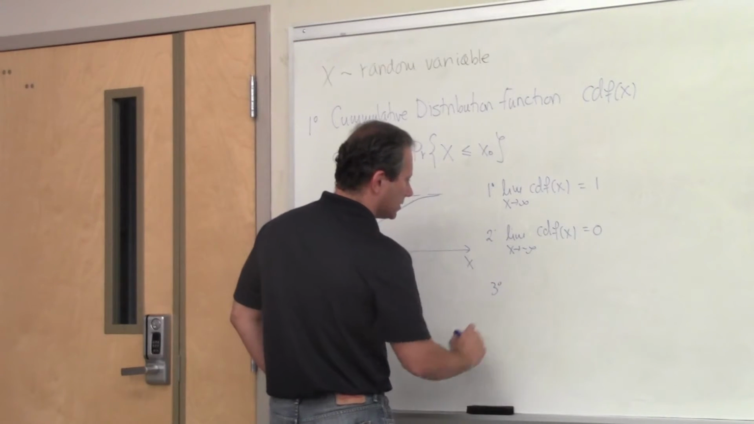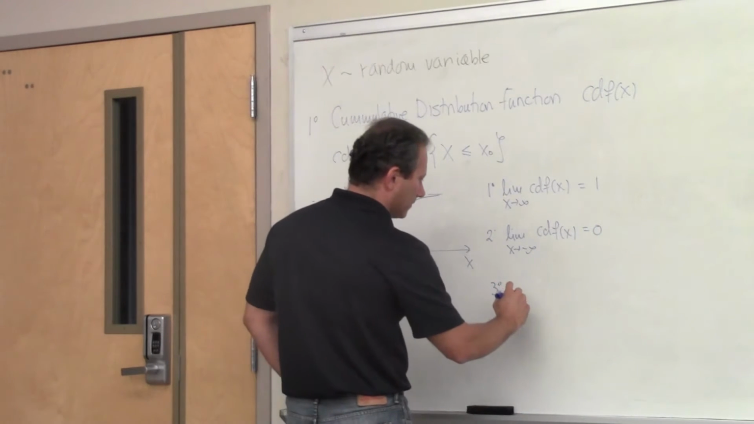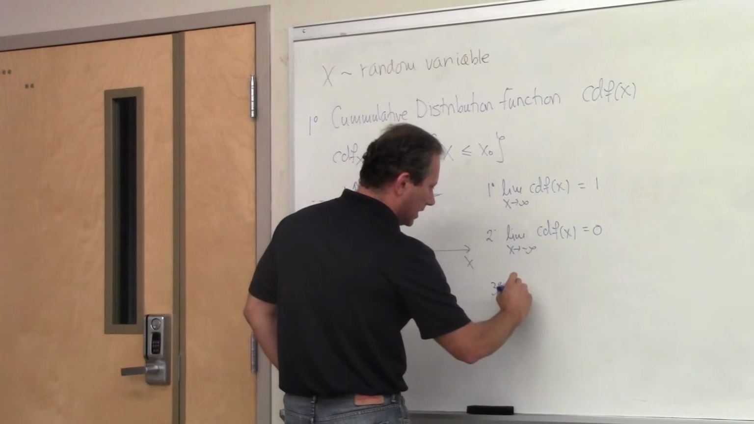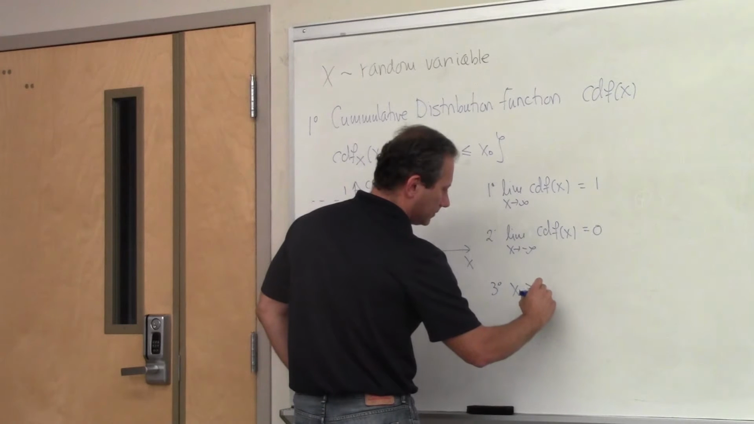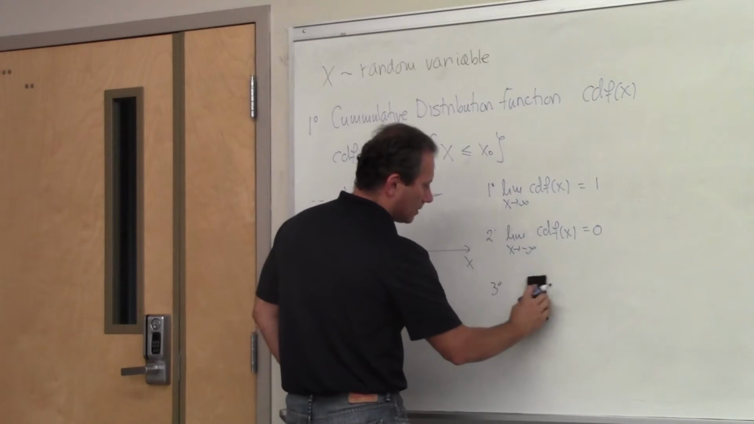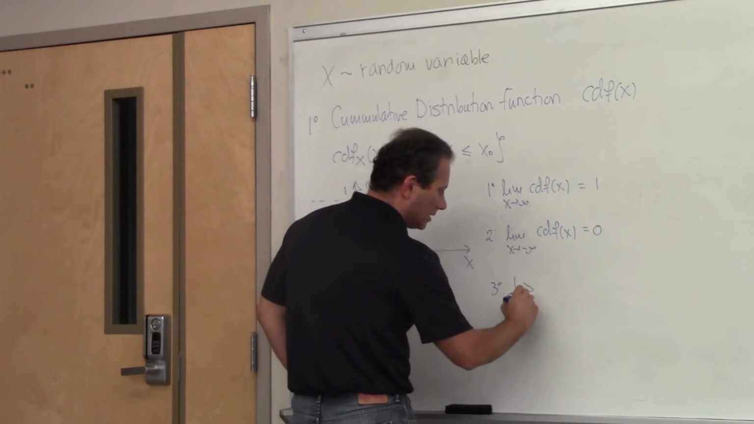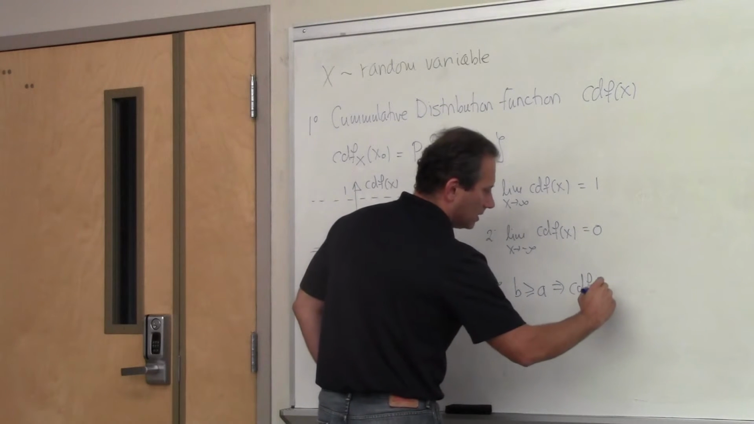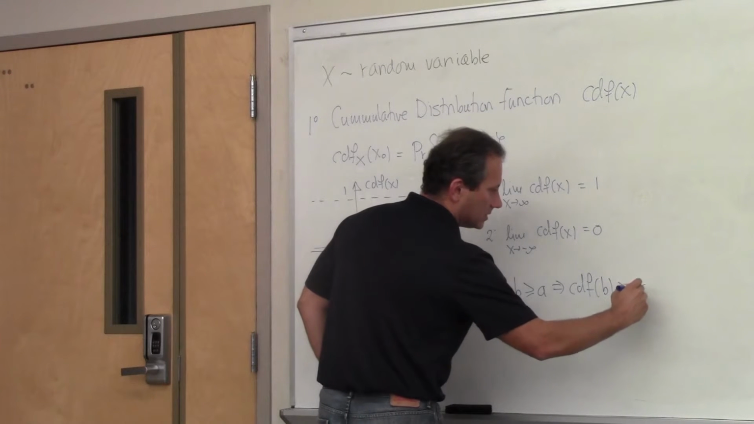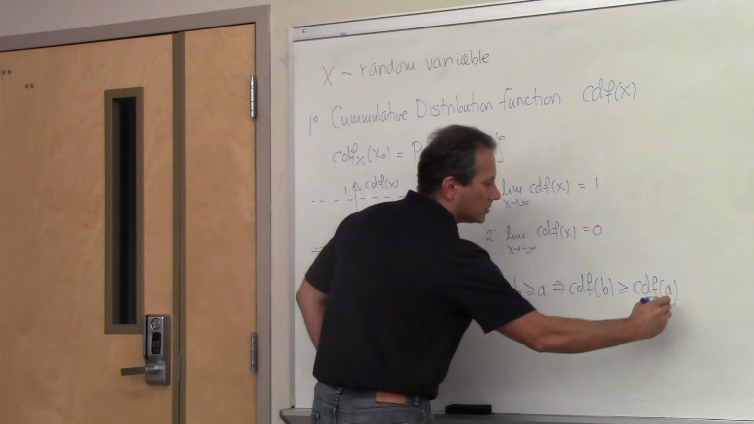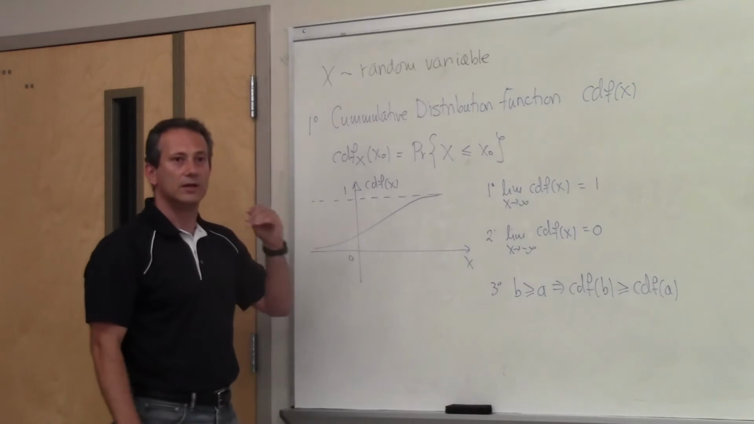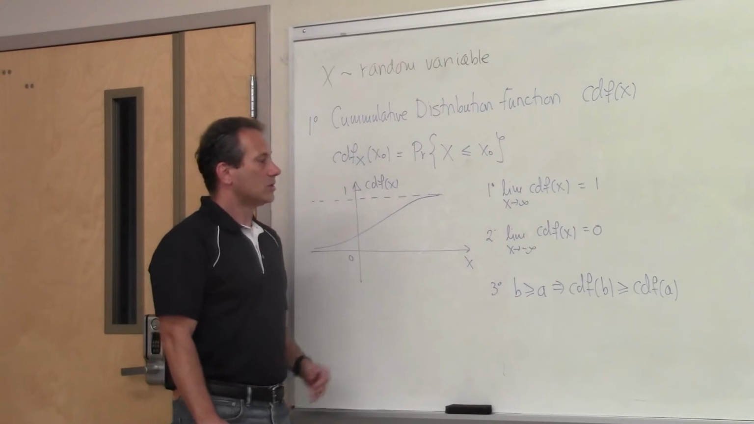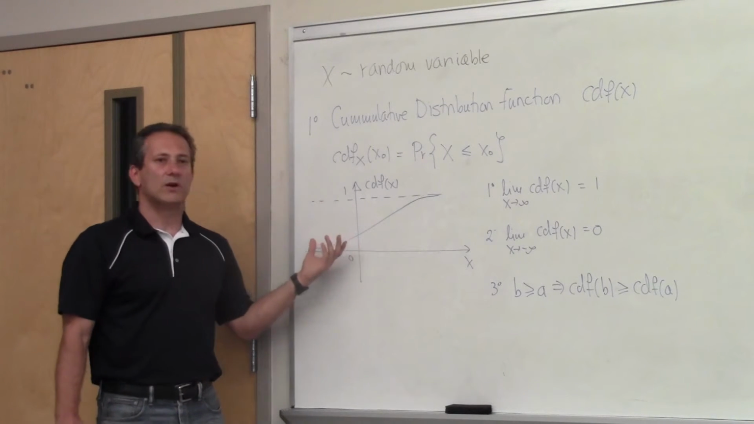There are other properties of this function. For example, if b is greater or equal than a, that means the CDF of b has to be greater or equal than CDF of a, which means this function is a monotonically increasing function, right? So that's the CDF, and we use them quite often, right?